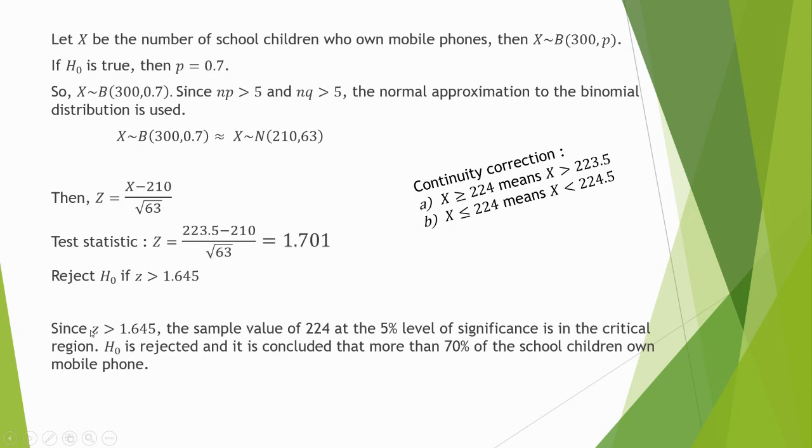Since z is greater than the critical value, the sample value of 225 at 5% level of significance is in the critical region. It falls in the critical region, so we reject our H0, and conclude that more than 70% of the school children own a mobile phone, because we accept our H1.